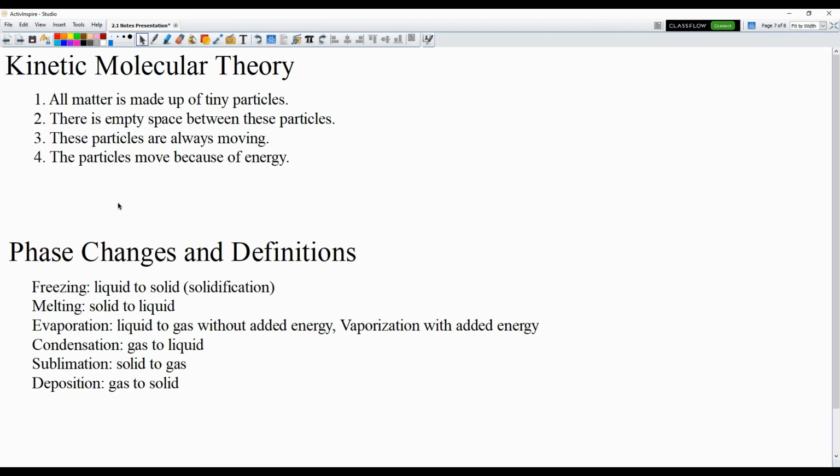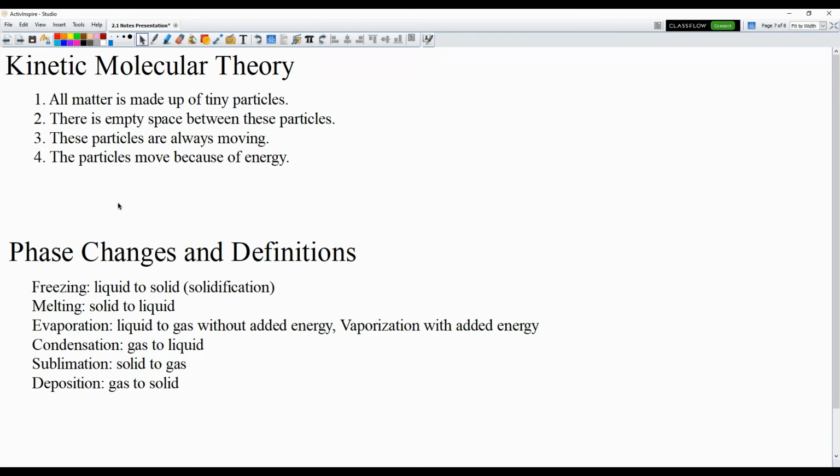Evaporation goes from liquid to gas without any added energy. So water on the sidewalk can evaporate because of the sun's energy, but we don't purposely add energy to that. Now, vaporization is when we add energy, purposely add energy. So when you put a pot of water on a stove and we turn on the burner, then that is vaporization because we're purposely adding energy to that. Okay, so that's called vaporization, but it is still liquid to gas. Condensation is the moving of a gas to a liquid.